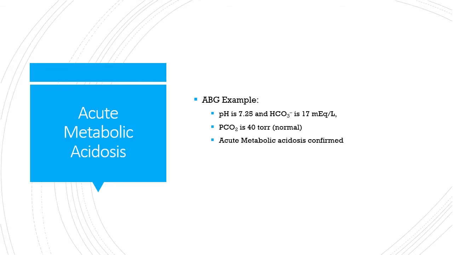An example on an ABG would be that the pH would be 7.25 and the bicarb would be 17 milliequivalents per liter, both of which are lower than normal range. The PCO2 is 40, normal, and with these readings, you can confirm acute metabolic acidosis.